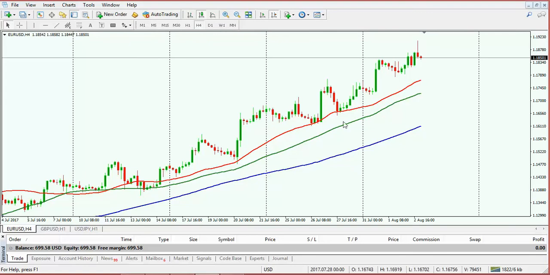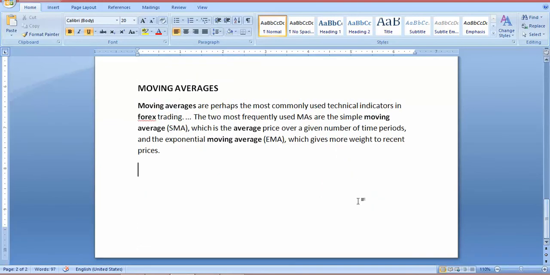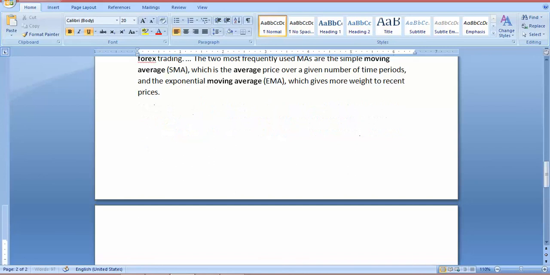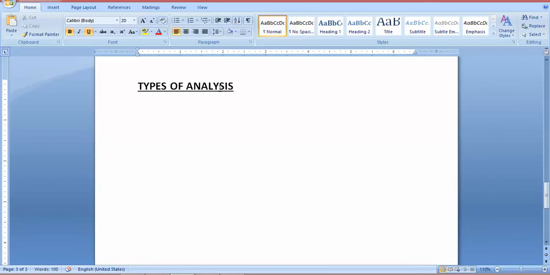Yeah, so that is about moving averages. Let's continue to learn something more. Apart from these things, another thing I want us to discuss is types of analysis. Let's quickly touch on this, but you can get more information on these types of analysis on babypips.com. They do a good job explaining the types of analysis used in trading the forex market.